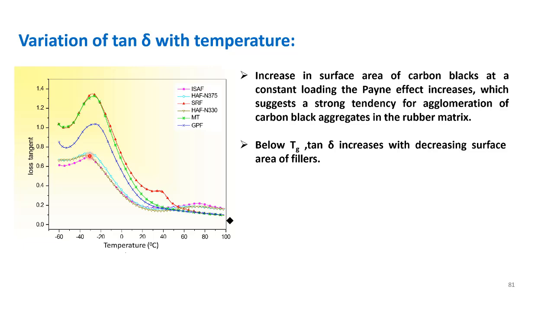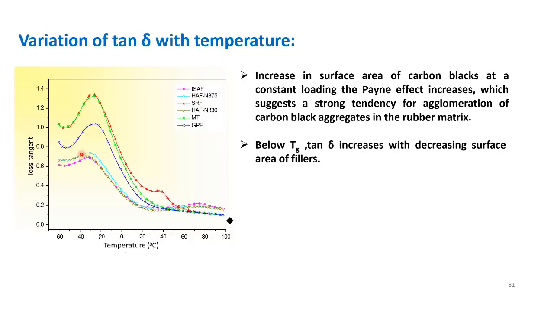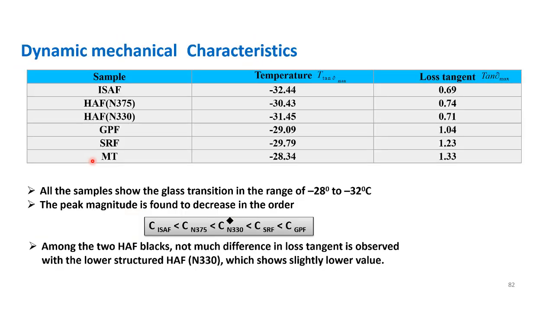So in higher particle size, the surface area is lesser, and in that case the Tg will be less. As you can see here, for the ISAF, a smaller particle, the Tg is high. With the larger particle, the Tg is reducing. But the peak magnitude is vice versa. In the smaller particles, the magnitude is lesser, as you can see here. But for the larger particles, the magnitude of the peak is increasing.